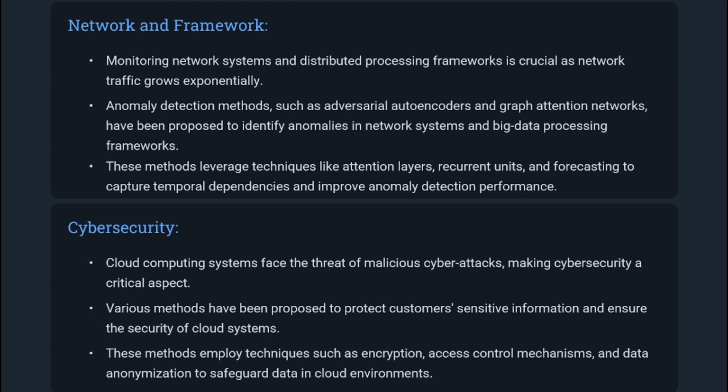Cybersecurity: cloud computing systems face the threat of malicious cyber attacks, making cybersecurity a critical aspect. Various methods have been proposed to protect customers' sensitive information and ensure the security of cloud systems. These methods employ techniques such as encryption, access control mechanisms, and data anonymization to safeguard data in cloud environments.